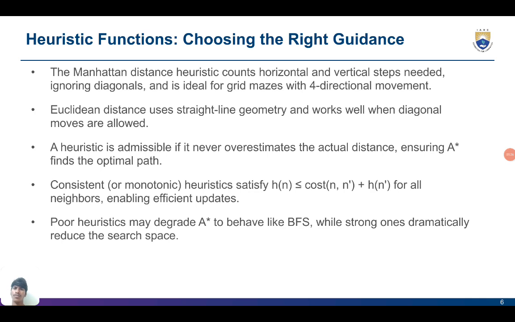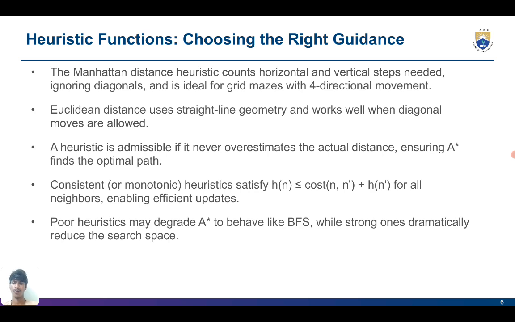Heuristic functions: choosing the right guidance. The Manhattan distance heuristic counts horizontal and vertical steps needed, ignoring diagonal moves, and is ideal for grid mazes with four directional movement. Euclidean distance uses straight line geometry and works well when diagonal moves are allowed. A heuristic is admissible if it never overestimates the actual distance, ensuring A star finds the optimal path.